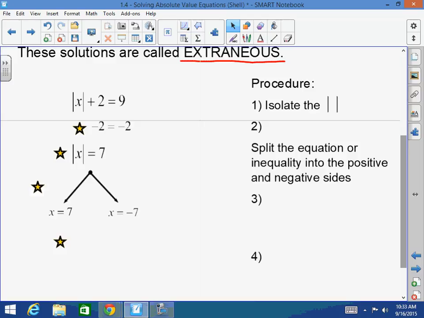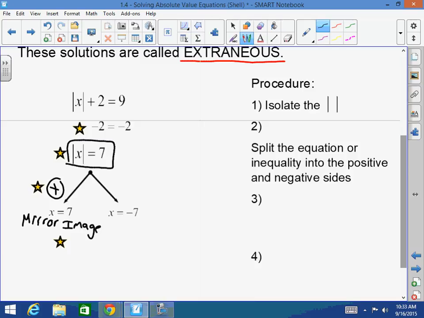I'm going to have my positive side, which I call the mirror image. Why do I call it the mirror image? Because it is exactly the same as the original one without the absolute value symbol. Then you have the negative side. And the negative side is found by multiplying -1 to the non-absolute value side. Okay? And then we solve both equations.